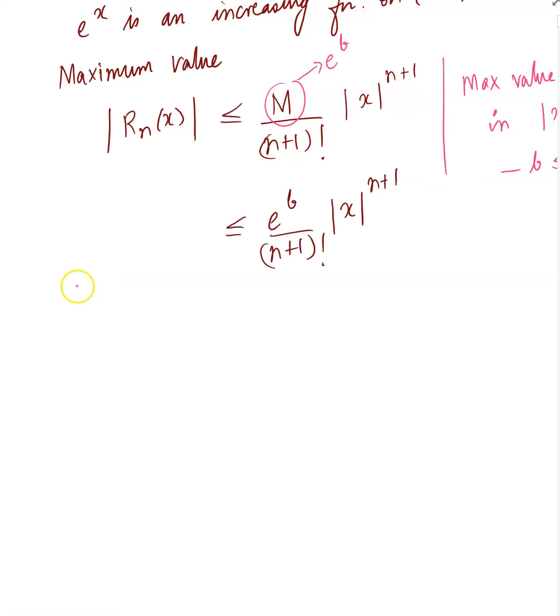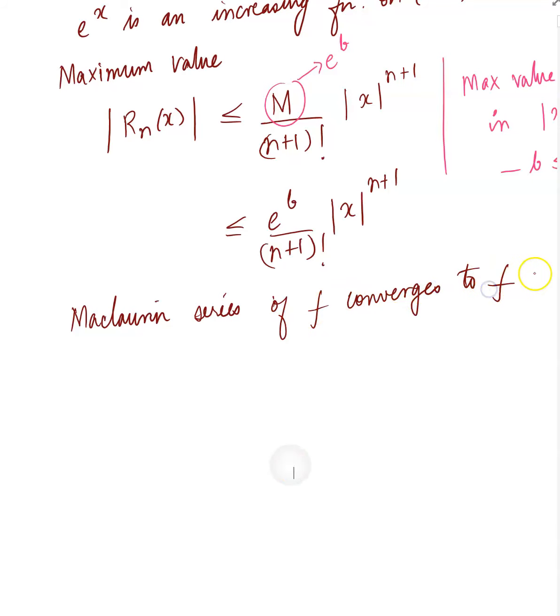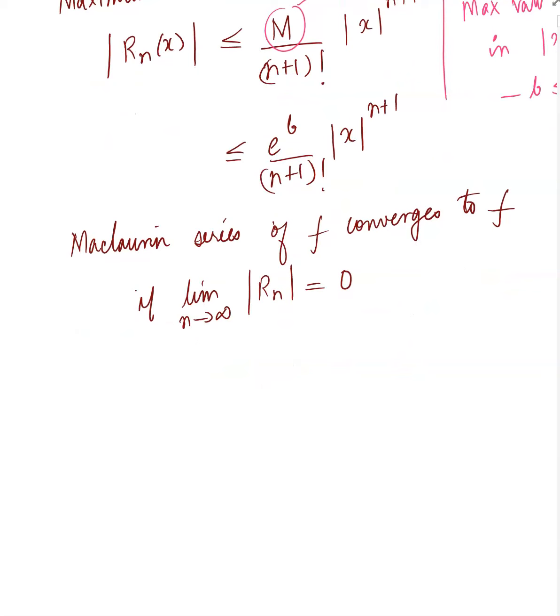Okay. So we'll say the Maclaurin series of f converges to f if the limit of Rn is equal to 0, right? For all x in that interval. Okay. And so that's what we're trying to approach here.